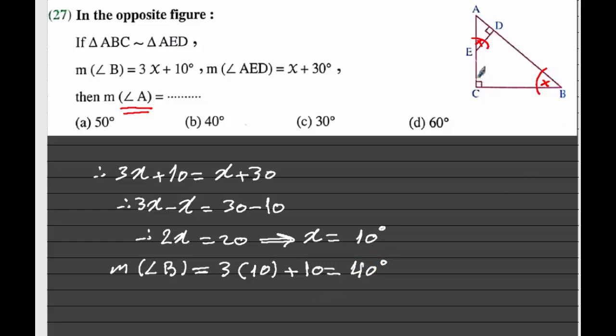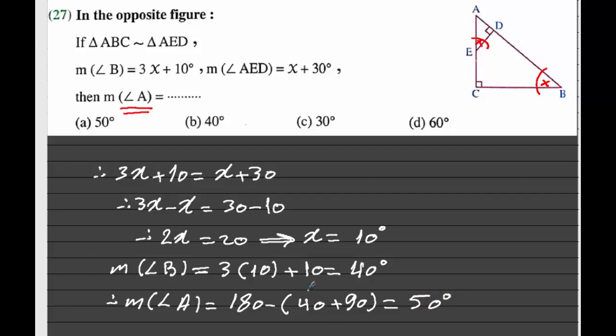And we have measure of angle C equals 90. So measure of angle A equals 180 minus 40 plus 90. And the 40 plus 90 equals 130. So 180 minus 130 equals 50 degrees, and we choose letter A.